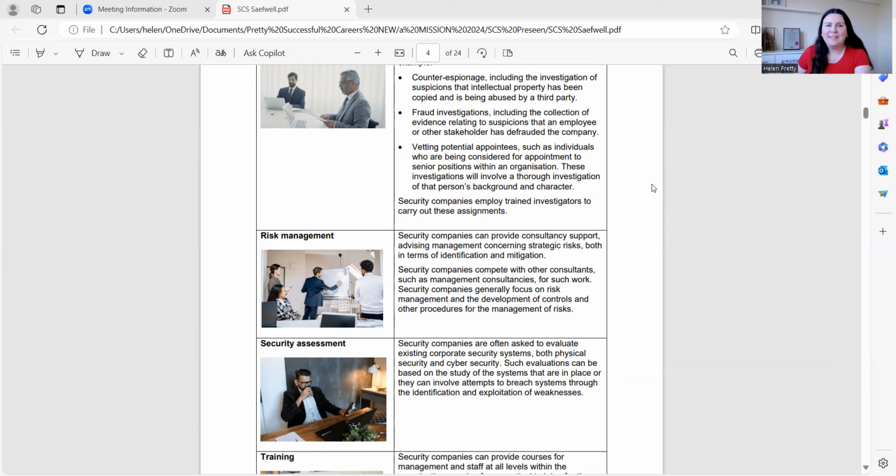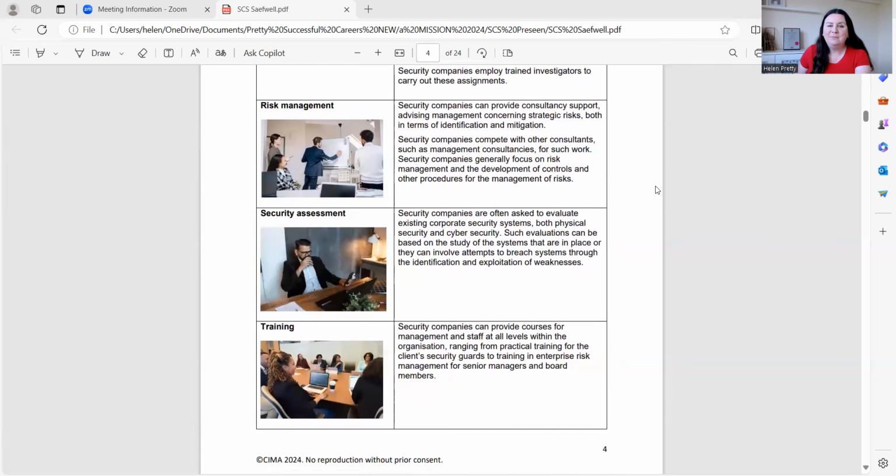Security Service 6, security assessment. Security companies are often asked to evaluate existing corporate security systems, both physical security and cybersecurity. Such evaluations can be based on the study of the systems that are in place, or they can involve attempts to breach systems through the identification and exploitation of weaknesses.